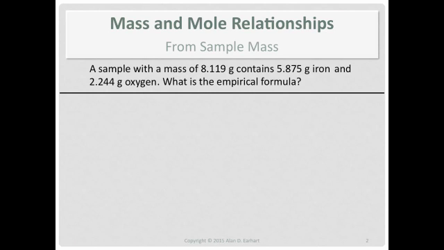So you have a sample that contains iron and oxygen. Then you're given the masses of iron and oxygen in the sample. We're going to use that to determine the empirical formula of the sample. In other words, the chemical formula based on the experimental information given.